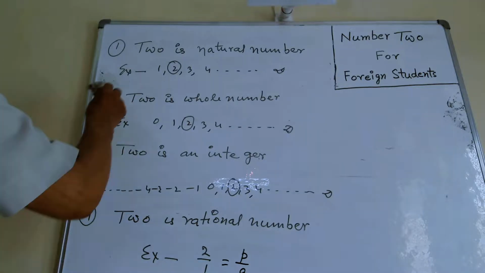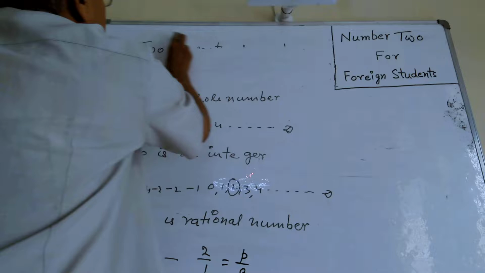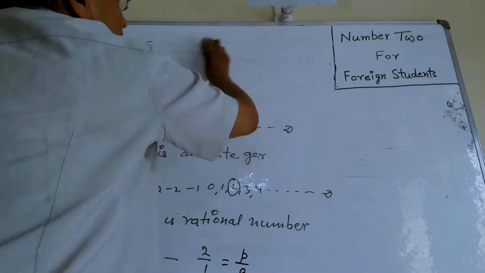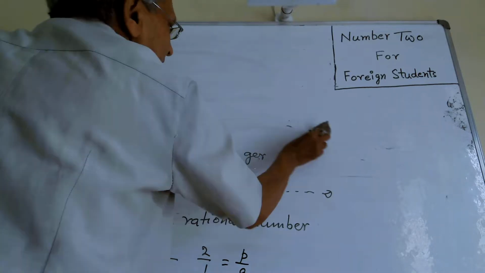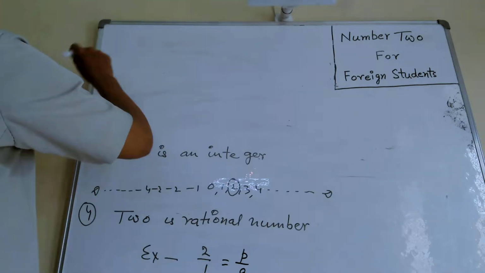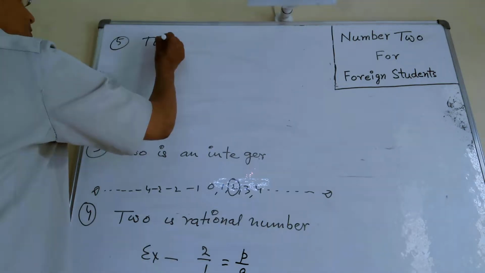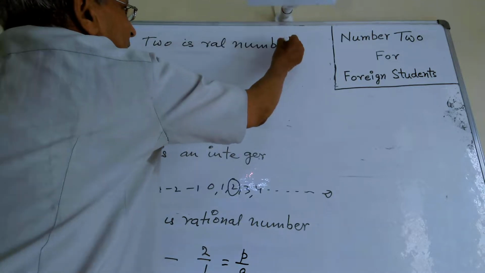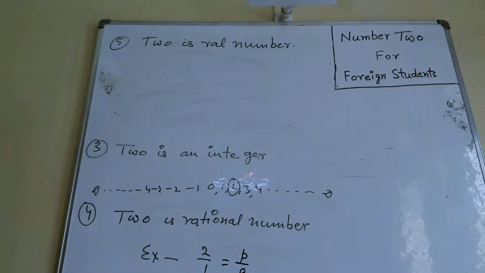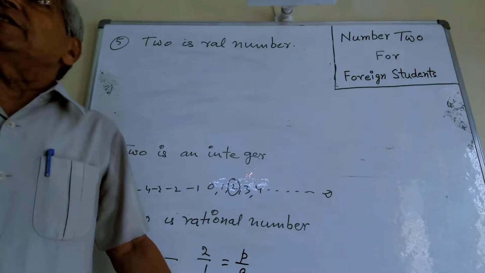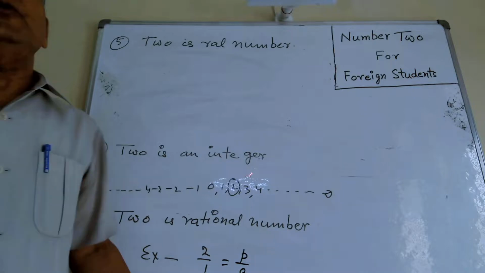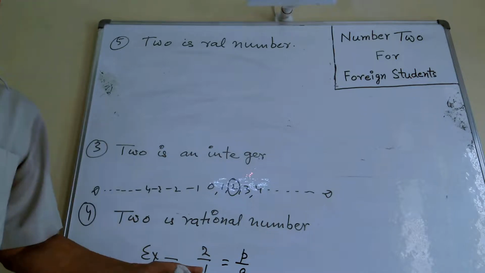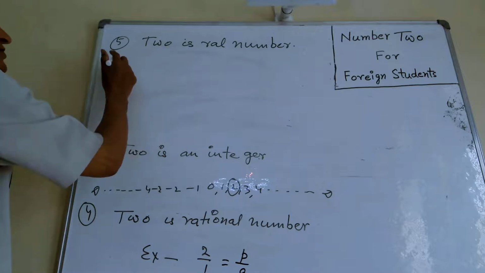So fifth definition. Fifth, 2 is a real number. Because I have told you in the previous videos that all the numbers are real numbers. So 2 is also in the real numbers. So 2 is a real number. This is the fifth property.